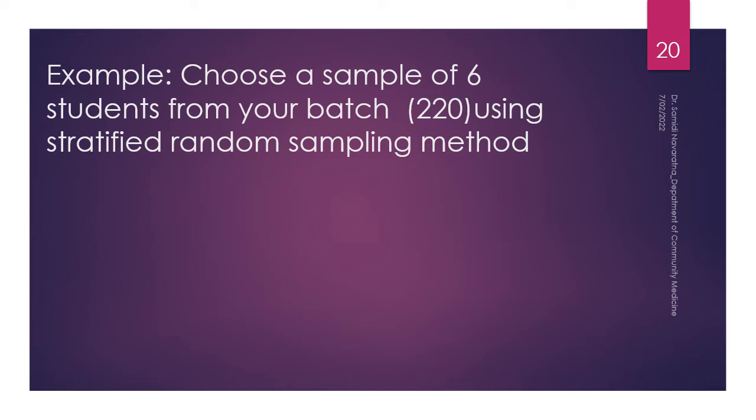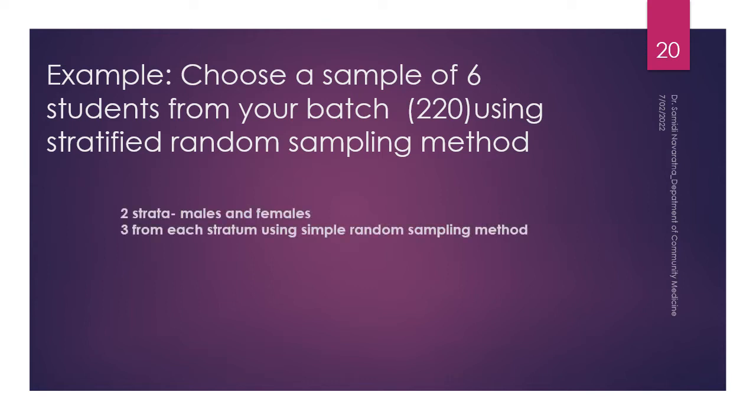But since it's very easy, I'm going to just, for an example, divide into 2 strata, the males and the females, and I'm going to pick 3 from each stratum using the simple random sampling method. So we have already discussed how we are going to use the simple random sampling method on your batch, but this time it's going to be 2 strata. That's the only difference. So we'll be picking 3 from each stratum. Okay, so 3 males and 3 females.